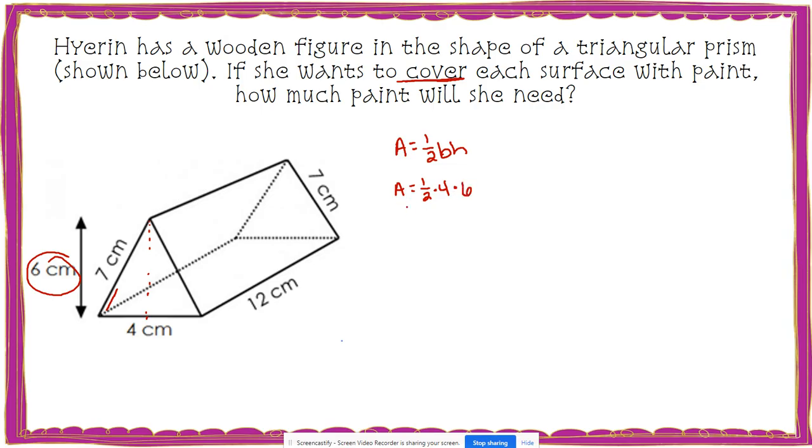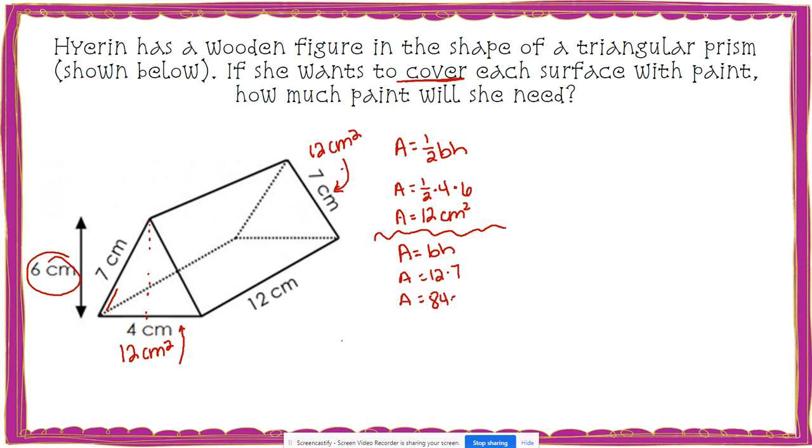So to find the area, I'm going to multiply 1/2 times 4, which is 2, and then 2 times 6, which is 12. So each of these triangles has an area of 12 centimeters squared. So I know this triangle is 12 centimeters squared, and I know this triangle is also 12 centimeters squared. Now I need to find the area of each of the rectangular faces. I notice that this rectangular face has a base of 12 and a height of 7. So to find its area, I'm going to do base times height, 12 times 7, which is an area of 84 centimeters squared. So this face has an area of 84 centimeters squared.